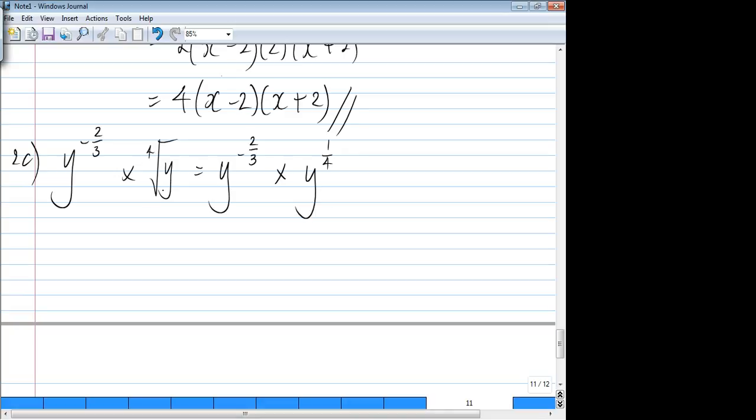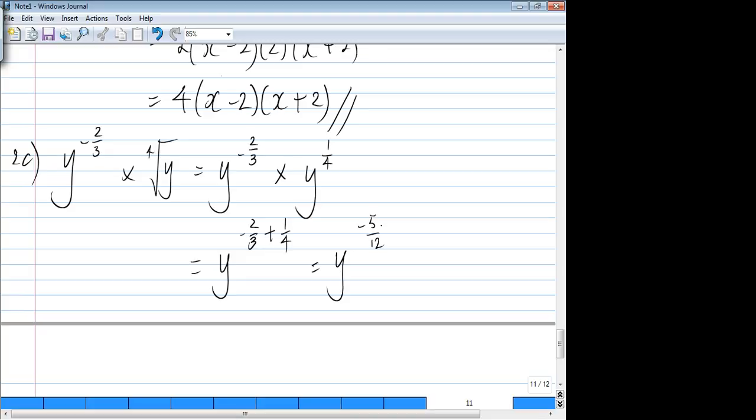So now you have y power something times y power something. Our very first law of indices that we learned: we should add the powers up. So negative 2 over 3 plus 1 over 4. And what is this equal to? y power negative 5 over 12.